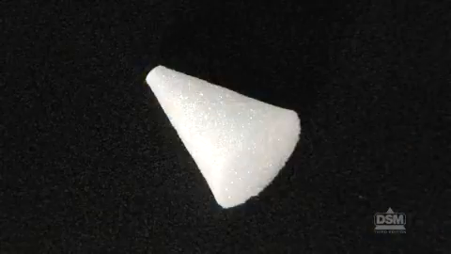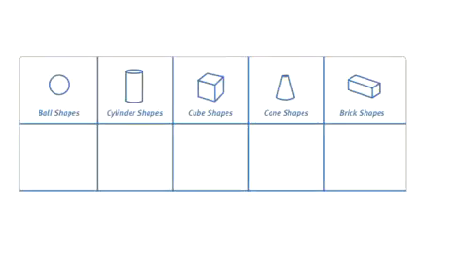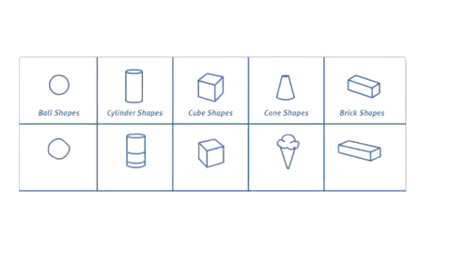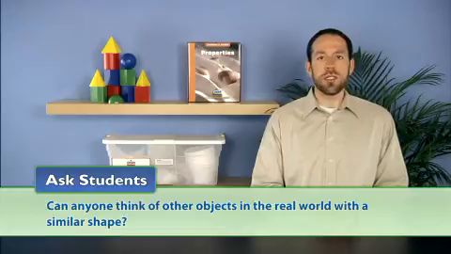Then hold up one team's 3D foam shape and ask them to share the list they've created of similarly shaped real-world objects. Have a volunteer from each team draw a picture of each of the objects in the correct column on the chart on the board. Write the name of each object below its picture, and then ask students, can anyone think of other objects in the real world with a similar shape? As students suggest new, similarly shaped objects, write these new names below their pictures.